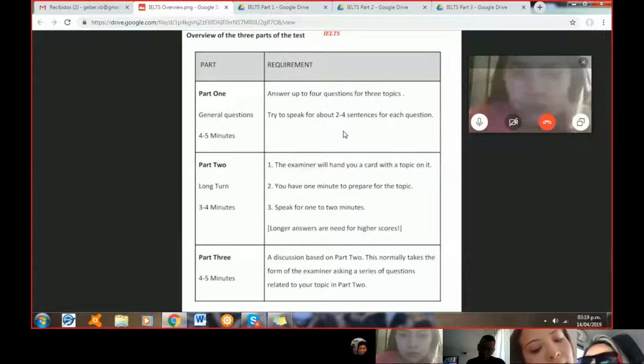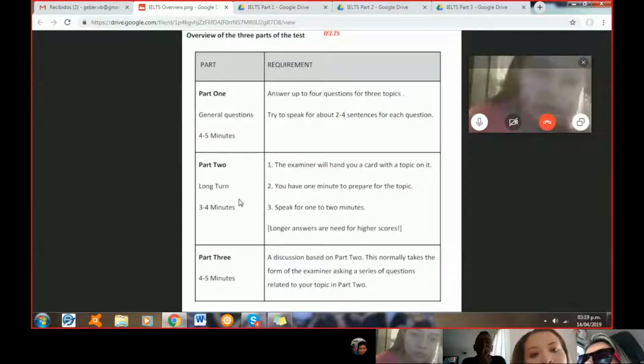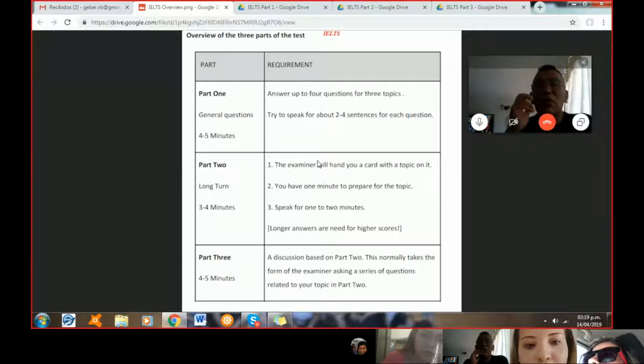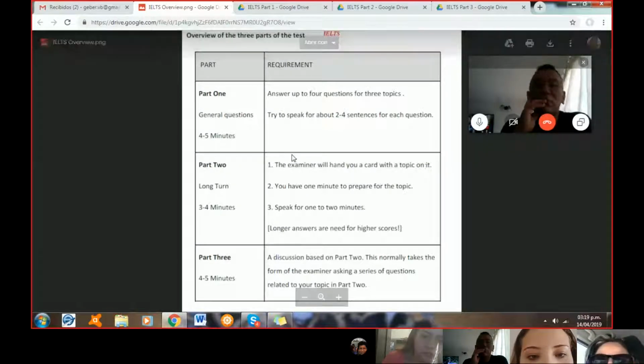Okay. So part two, as Maria said, is the long turn. It will last 3 to 4 minutes. This is the part where the examiner will give you a cue card. This is what it says here. If you can read it, that's okay. I'm just repeating what is here. The examiner will hand you a card with a topic on it.